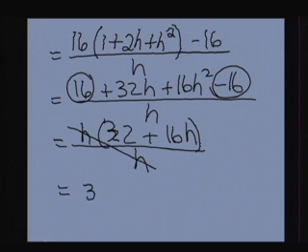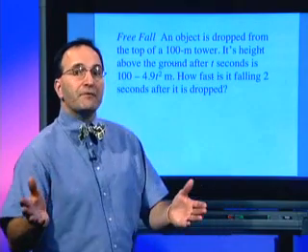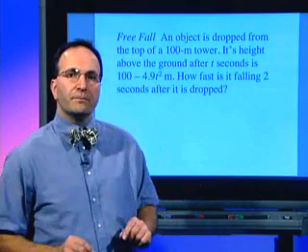Now, as h goes to 0, 16 times h goes to 0, and that means that the limit as h goes to 0 is 32. So that free-falling rock was falling at 32 feet per second.